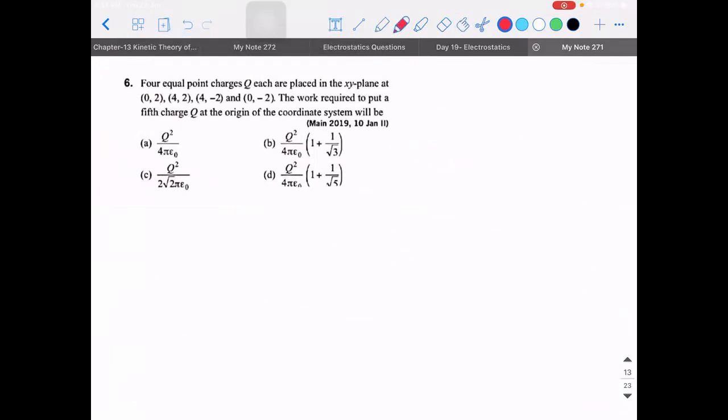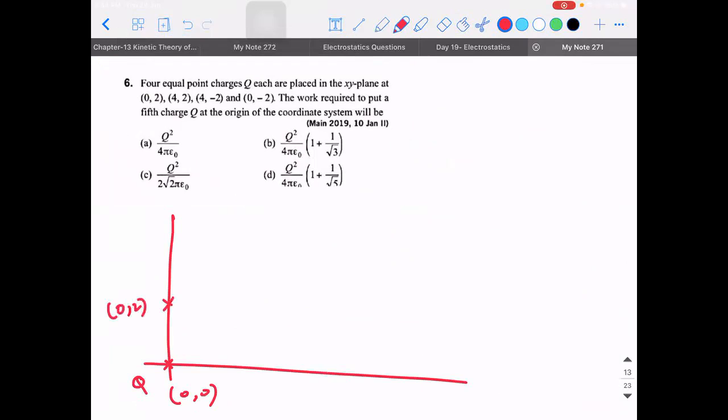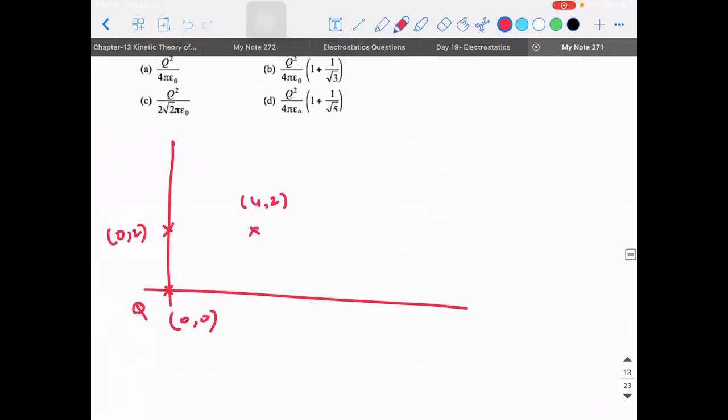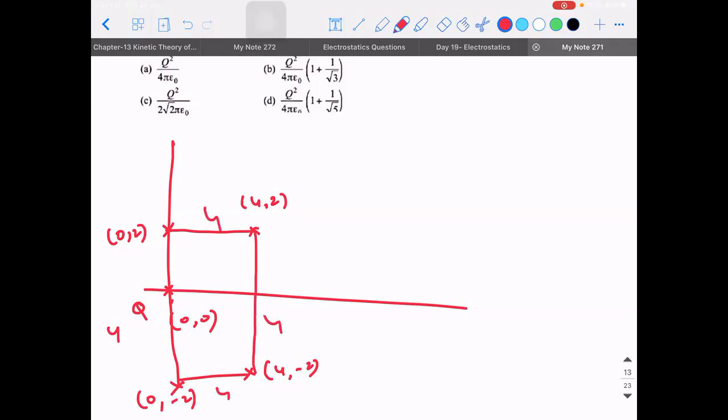So what we can actually do is, if you draw the coordinate system, this is the fifth charge Q which is placed at the origin. There are 4 other charges which are placed at 0, 2, which is on the y-axis; 4, 2 is somewhere over here; 4, minus 2 is here; and 0, minus 2 is here. So this side is 4, 4, 4. Actually, this forms a square.